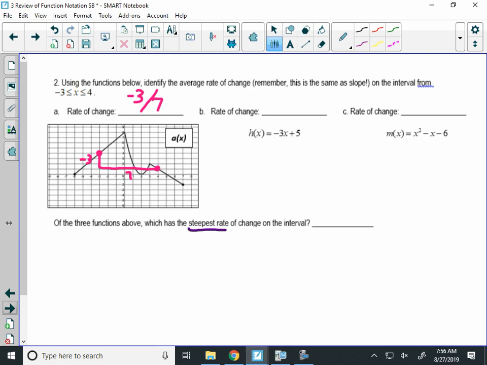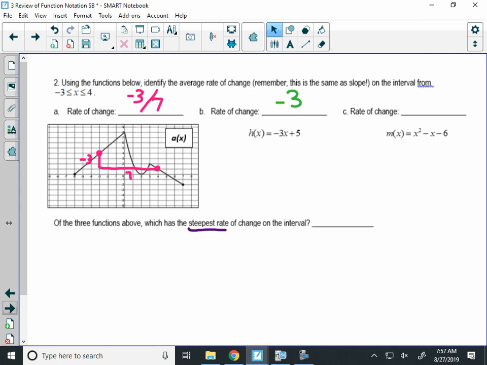For h of x, I can find the rate of change for negative 3x plus 5. And actually, I'm going to give you a shortcut. The rate of change for a linear function is equal to the slope. Right? It is the same as the slope, which is what rate of change is. Just sometimes rate of change is taken over curved graphs. So shortcut there. Lastly, rate of change for x squared minus x minus 6.